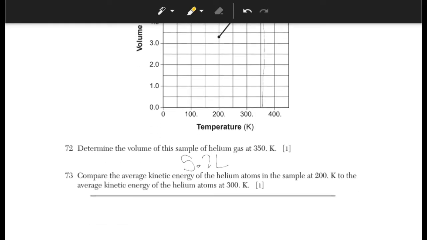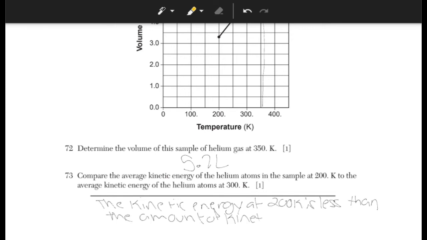Compare the average kinetic energy of the helium atoms in the sample at 200 K to the average kinetic energy of the helium atoms at 300 K. As temperature increases, the kinetic energy will also increase. Therefore, the kinetic energy at 200 K is less than the amount of kinetic energy at 300 K.